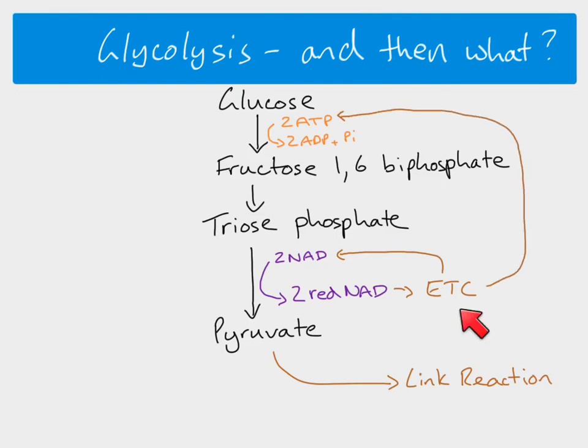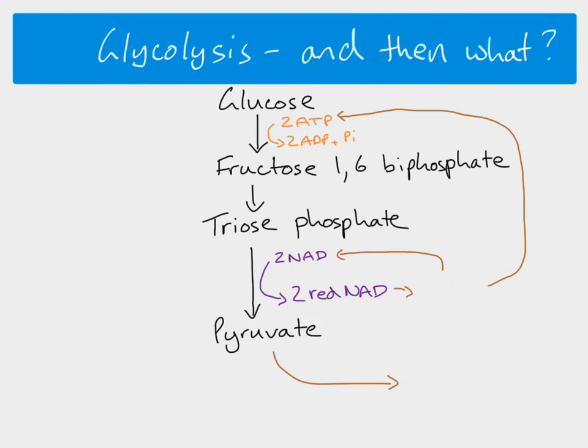The electron transport chain is also producing ATP, which we can use at the start of glycolysis as well. There is other ATP made, of course, during glycolysis. I haven't included that there because at the moment that's not the most important thing.